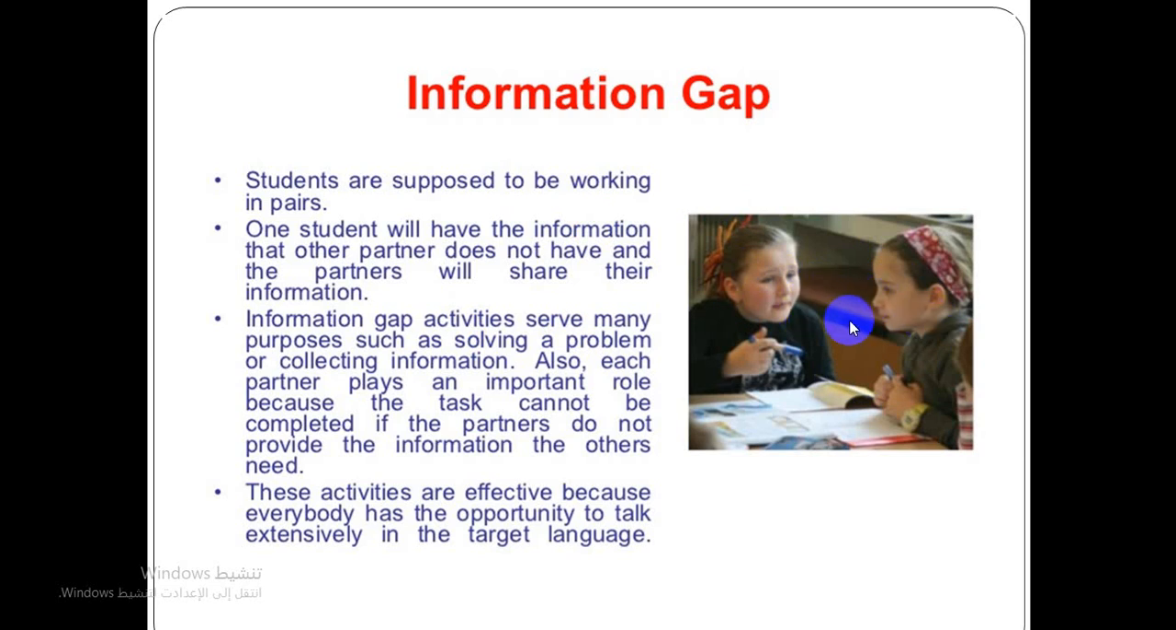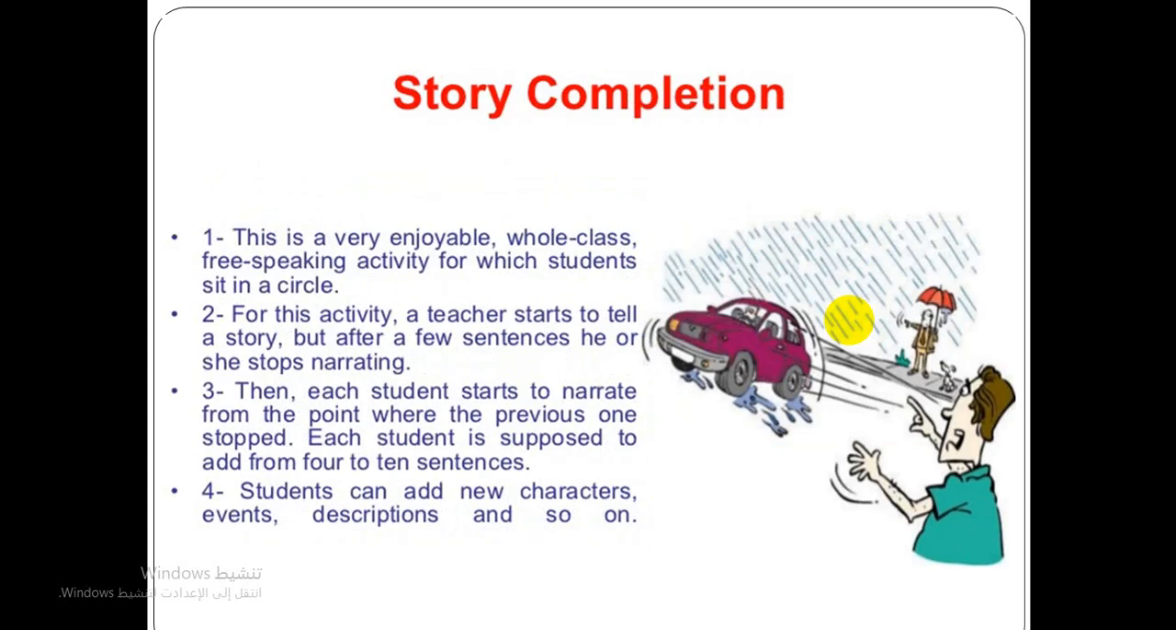Information gap activities serve many purposes, such as solving a problem or gathering information. Also, each partner plays an important role because the task can't be completed if the partners don't provide the information the others need. Thus, these activities are effective. Why? Yes, of course, because everybody has the opportunity to talk extensively in the target language.